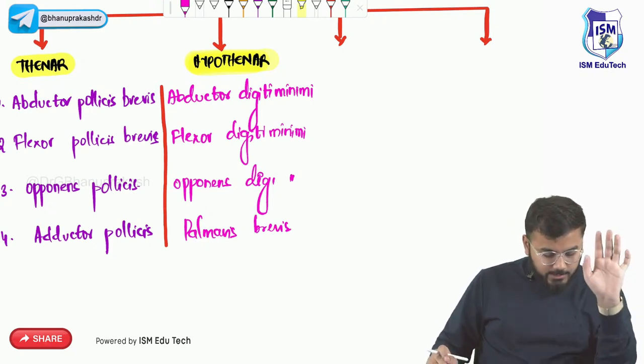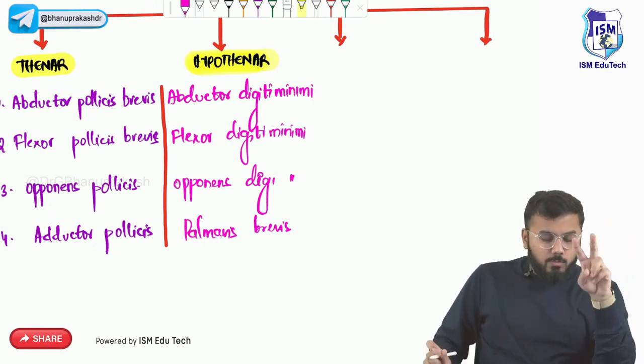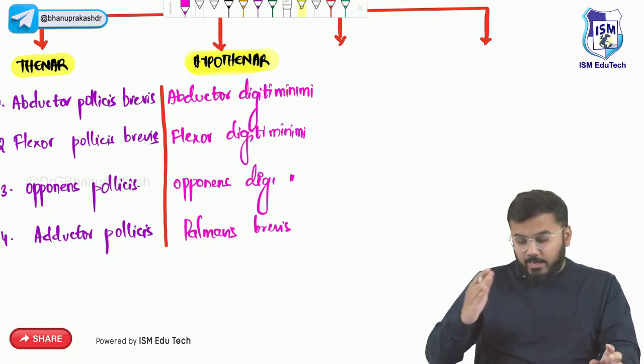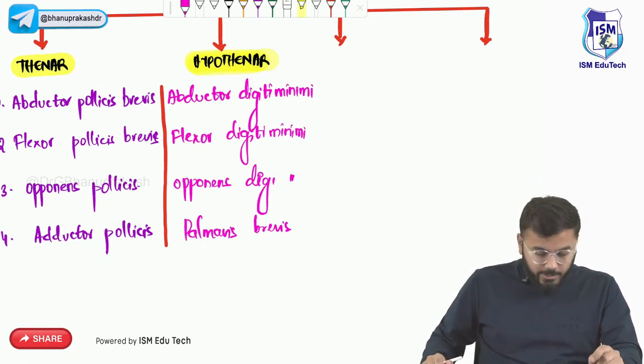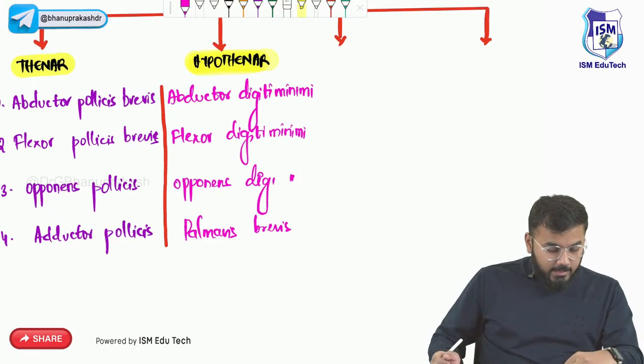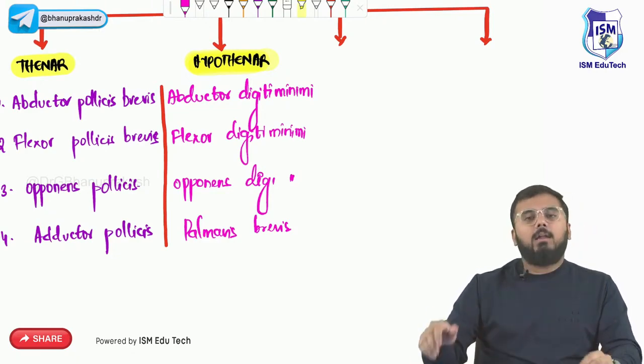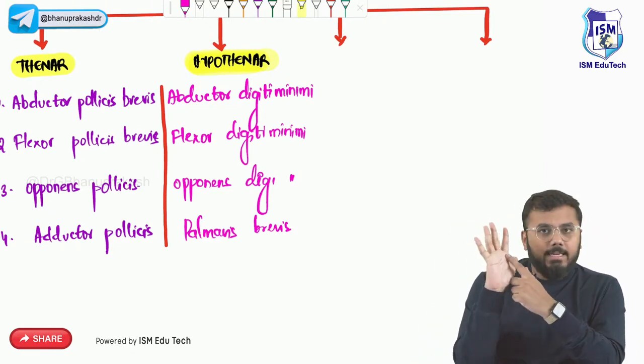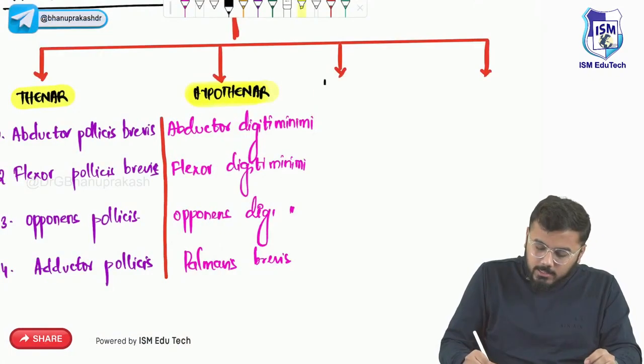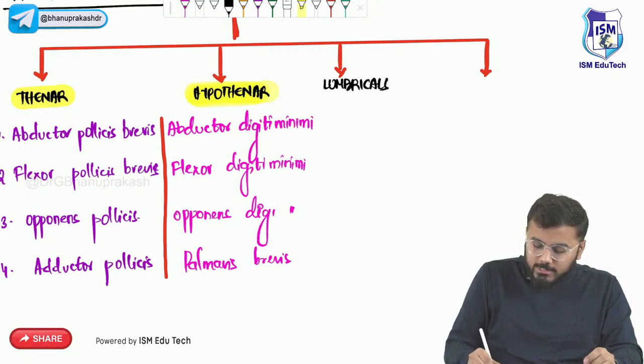You have understood thenar muscles, you have understood hypothenar muscles. So these two muscles are only a little bit difficult, but all the remaining muscles are easy. Right. Next group of muscles, we have got some muscles in the center here. These muscles are attached to tendons. These muscles are called lumbrical muscles. I will show you, and I will also teach you the origin and insertion. Don't worry about that. So these are called lumbricals.